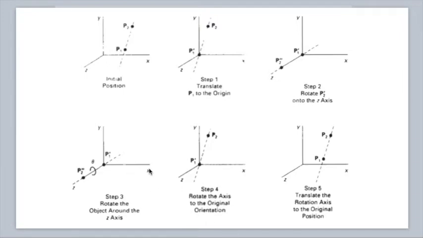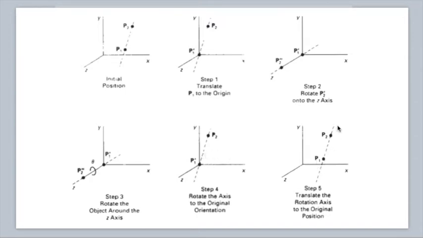So you perform the inverse of this rotation. In step 2, we had a rotation from the P1 dash P2 dash position to the P1 dash P2 dash dash position. So that rotation is inverted in step 4. And similarly then you have to move it back to the original position P1 P2. So again you are going to translate this axis back to the original position.